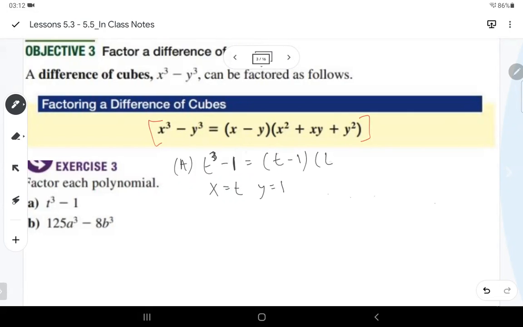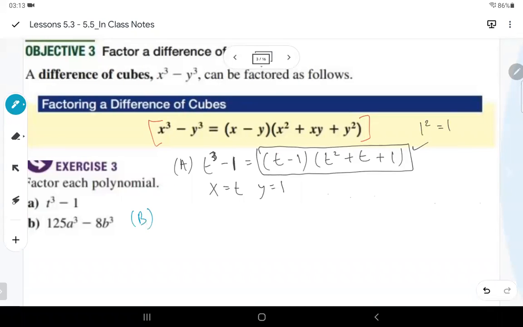X squared will be t squared. Xy will just be t, so plus t, because 1 times t is t. And then plus y squared, so that's plus 1 squared. 1 squared is just 1, so plus 1. So this is your answer for that problem.